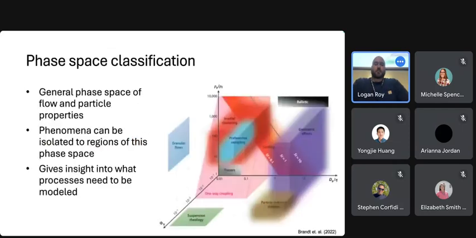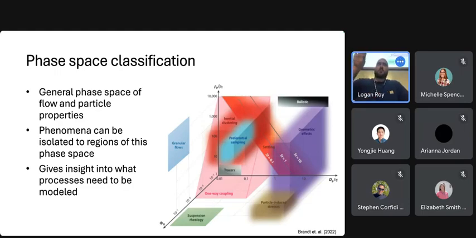So I'm actually going to take this opportunity to introduce what is potentially a very overwhelming image here. And this is a general phase space of flow and particle properties with several regions with different physical phenomena isolated into these different regions of this phase space. The big takeaway here is that for many of these, you can get good separation in this phase space. So if you look at this purple box with the geometric effects, it's well separated from, say, the one-way coupling.